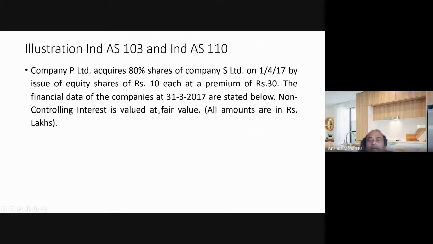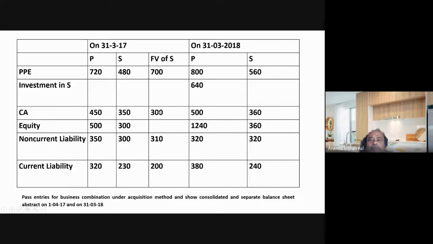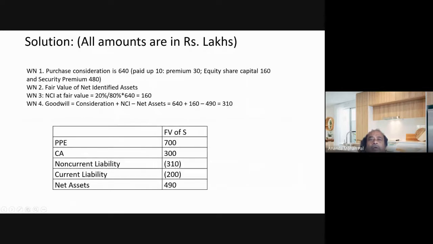Is valued at fair value. Okay. So non-controlling interest is at fair value. When you know that for 80% you paid 640, then for 20%, what amount should you pay? 20 by 80 into 640. In that way, you find the fair value of non-controlling interest, as it has not been stated separately.